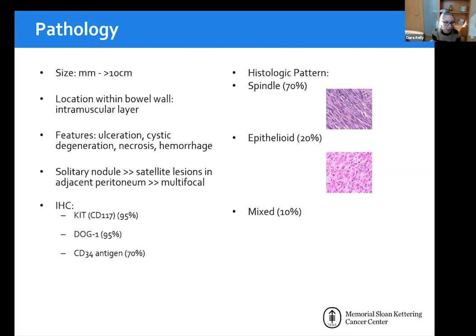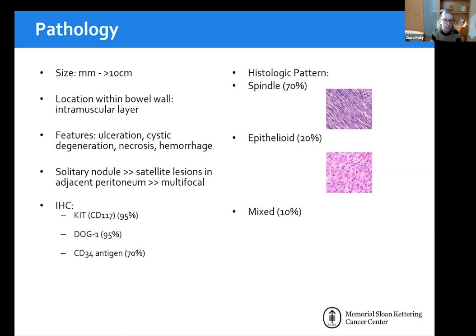And less often we see it being multifocal, and this is something that we can see in SDH deficient GIST, where we see multifocal lesions within the stomach. And so when a pathologist looks under the microscope, they will refer to how these cells appear.